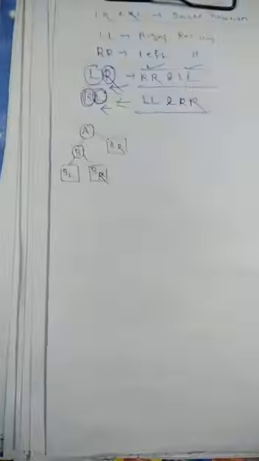Similarly for RL, we first perform the LL rotation, next perform the RR rotation. We go in this way, first LL and next RR. Clear? Then check. Initially this is a tree, and the heights here are h and h.